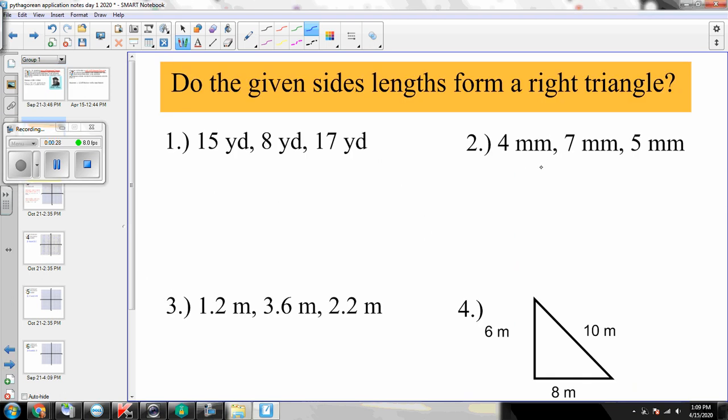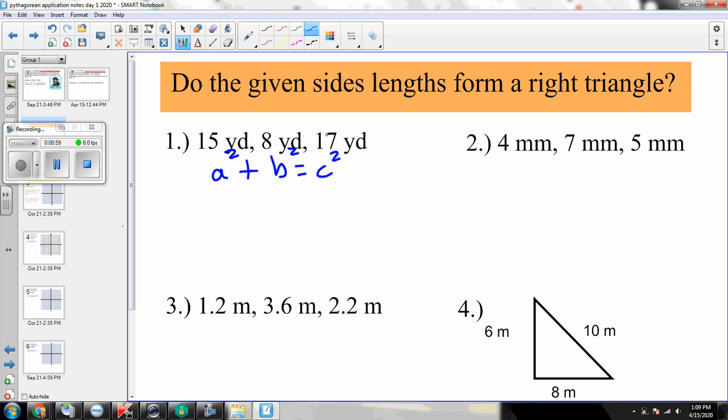The first page, what we're going to do is use the Pythagorean theorem to decide whether the side lengths form a right triangle. If you look at number 1, we have 3 side lengths of the triangle: 15 yards, 8 yards, and 17 yards. Remember, the Pythagorean theorem is a squared plus b squared equals c squared. A and b are the legs, the shorter sides, c is the hypotenuse. The hypotenuse is the longest side.